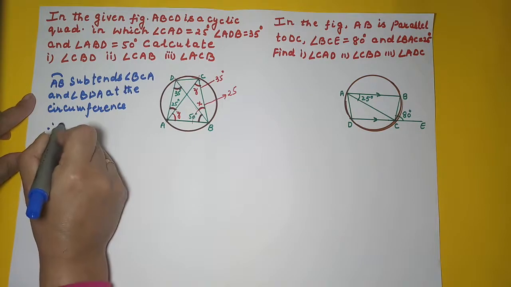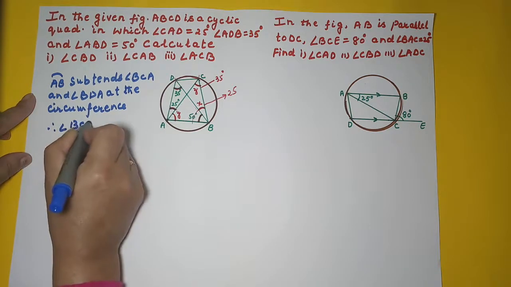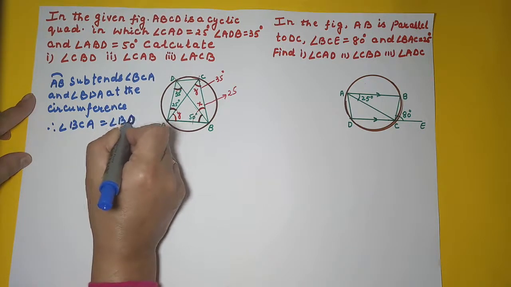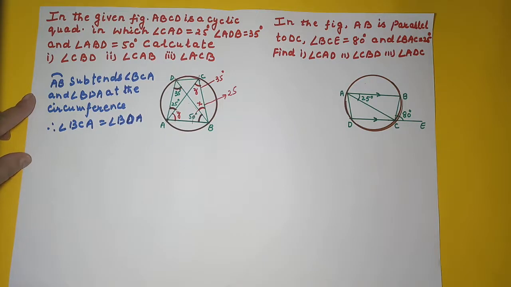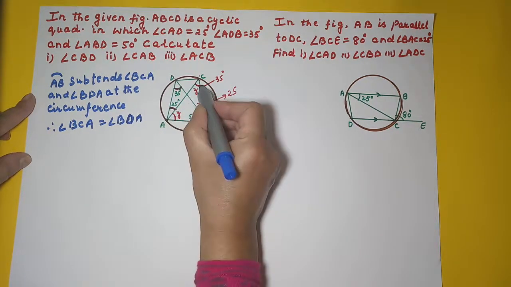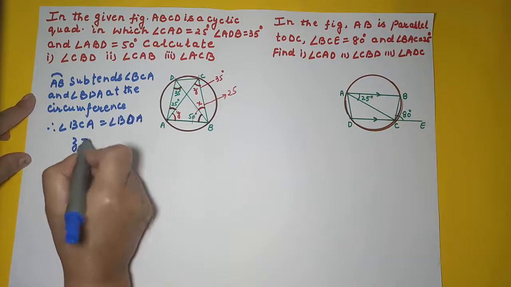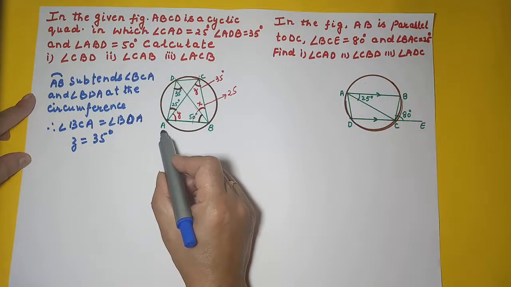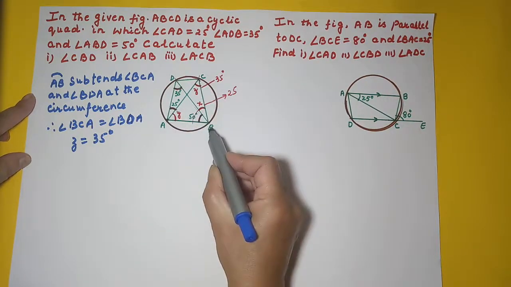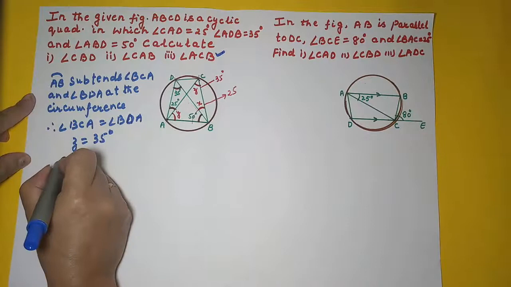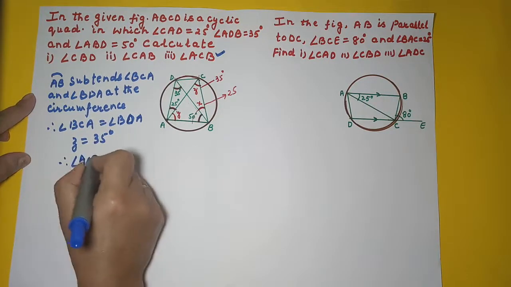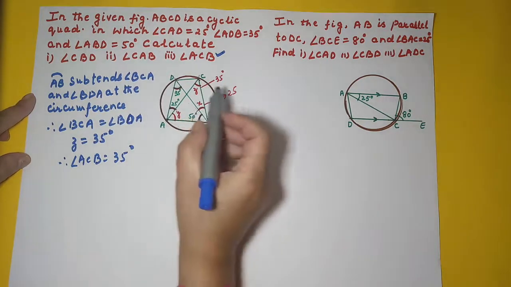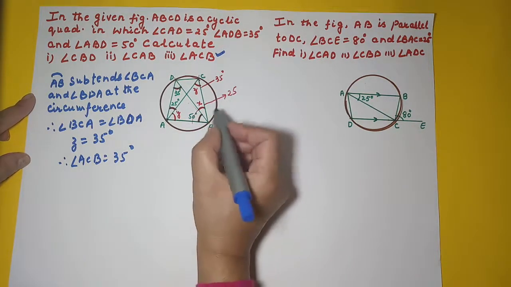Therefore you can say that angle BCA is equal to angle BDA, right? That means this angle is equal to this angle. So we have calculated angle Z as 35 degrees. So now which is my angle Z? My angle Z is ACB. So this angle I have calculated. Therefore angle ACB is equal to 35 degrees, right? Then we will go to angle X.